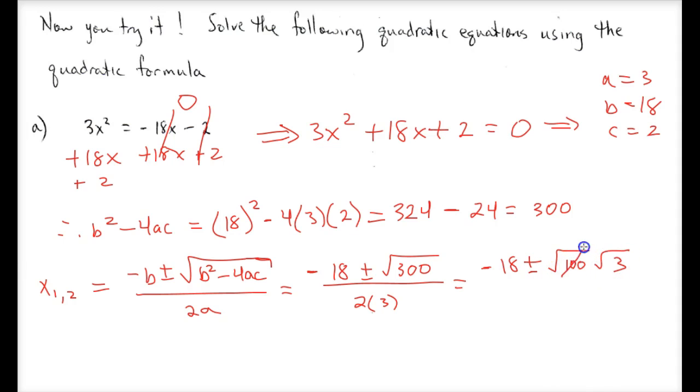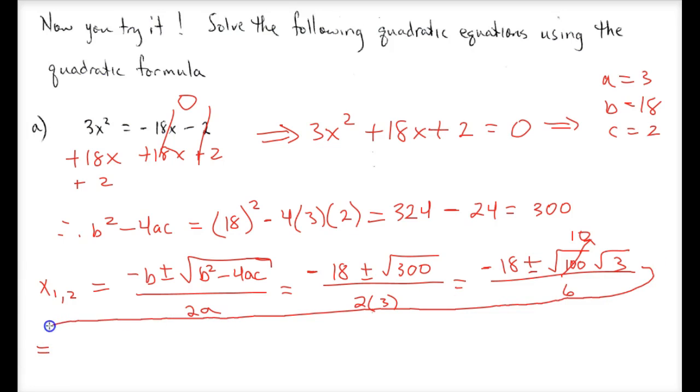And of course, square root of 100 is just 10, and all that over 6. So continuing on over here, all right, so now we have negative 18 plus or minus 10 times square root of 3 all over 6. And we know from 18 and 10, both of these have a common factor of 2. So we're going to go ahead and factor that out.